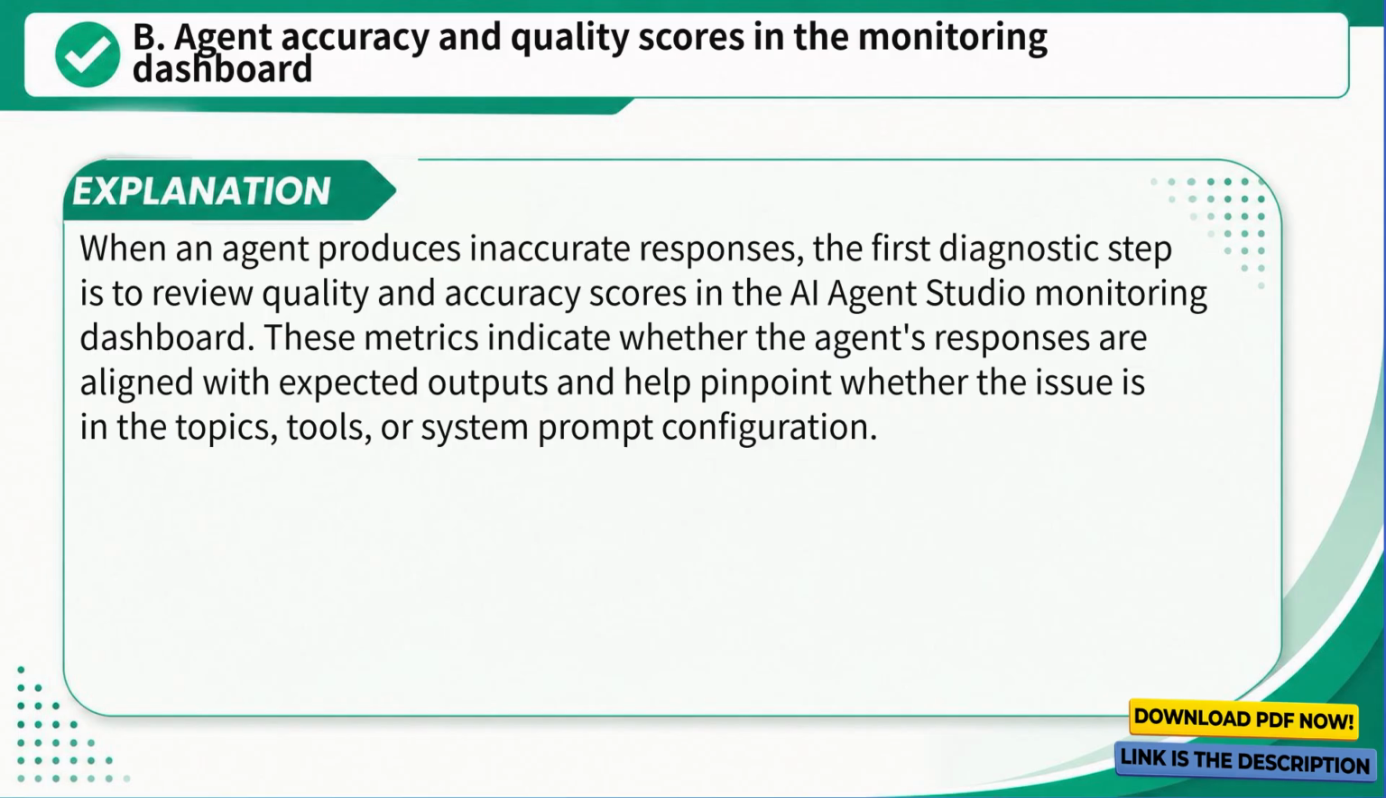Correct answer. B. Agent accuracy and quality scores in the monitoring dashboard. Explanation. When an agent produces inaccurate responses, the first diagnostic step is to review quality and accuracy scores in the AI Agent Studio monitoring dashboard. These metrics indicate whether the agent's responses are aligned with expected outputs and help pinpoint whether the issue is in the topics, tools, or system prompt configuration.